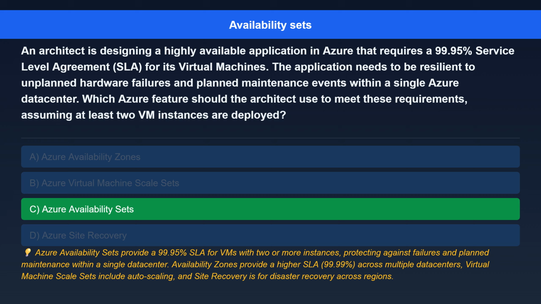The correct answer is Azure Availability Sets. Here's the explanation. Azure Availability Sets provide a 99.95% SLA for VMs with 2 or more instances, protecting against failures and planned maintenance within a single data center. Availability zones provide a higher SLA, 99.99%, across multiple data centers. Virtual machine scale sets include auto-scaling, and site recovery is for disaster recovery across regions.